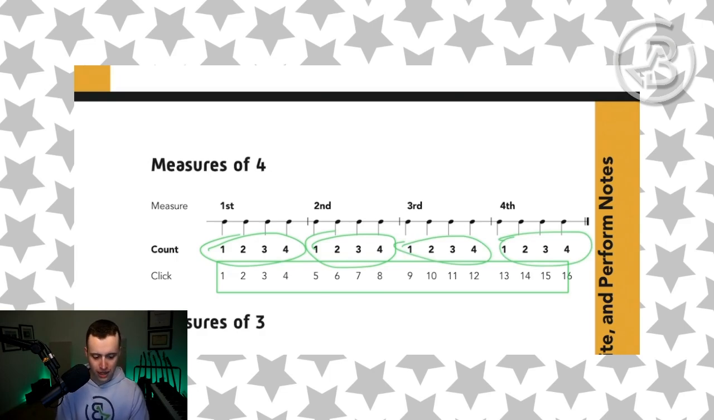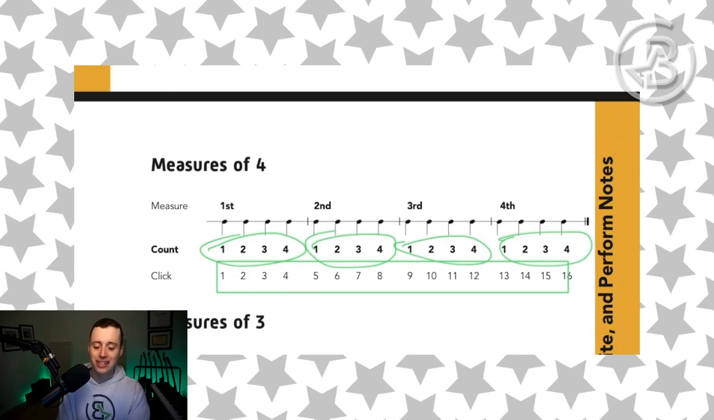So this is what this would sound like. Getting the pulse, then I'm going to give myself a count in. 1, 2, 3, 4. Measure 1. 1, 2, 3, 4. Measure 2. 1, 2, 3, 4. Measure 3. 1, 2, 3, 4. Measure 4. 1, 2, 3, 4. There you go. So there were 16 claps, 16 counts total. But every time I finished a measure, I went back to 1.